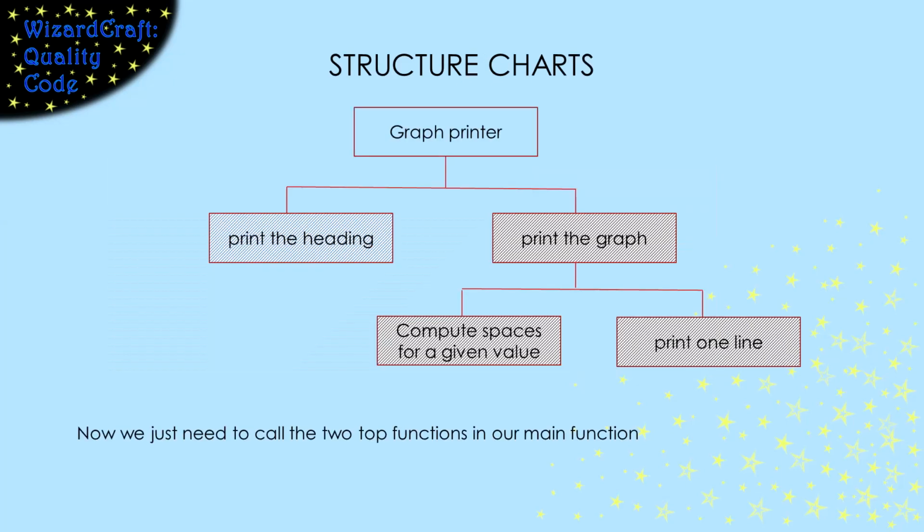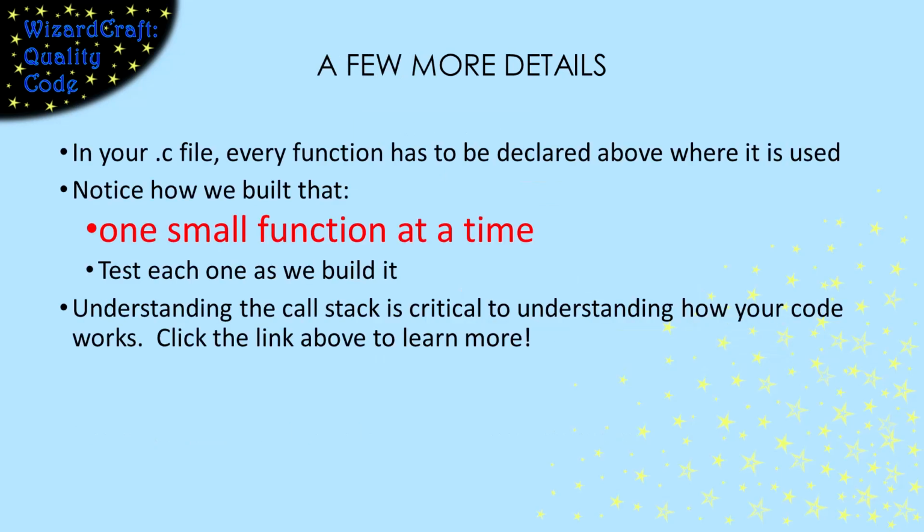Now we've built all of our functions. We just need to call the top 2 functions from main and we're finished. Well, except for a few little details. The compiler reads your .c file from top to bottom and needs to know what a function looks like before it can translate calls on that function. So every function has to be declared above where it is used in the file.